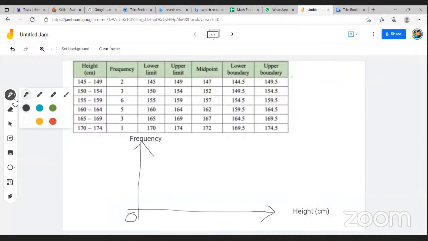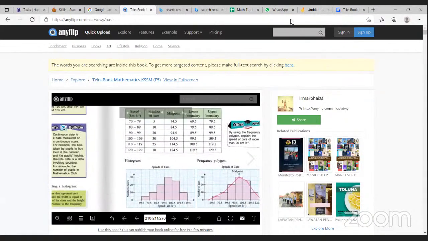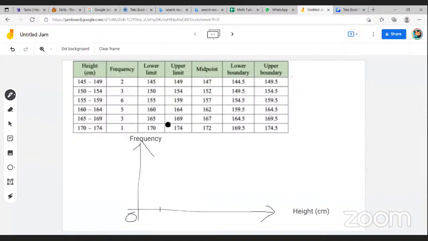So essentially, let's say they ask you to do a histogram first. Then you want to take the upper boundary and the lower boundary. Basically what you do is like this. If you want to look at the example from the textbook itself, you can see it from here. Basically, you take the lower boundary and upper boundary, like let's say 145, for example.